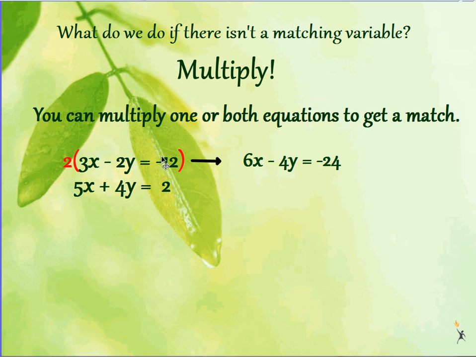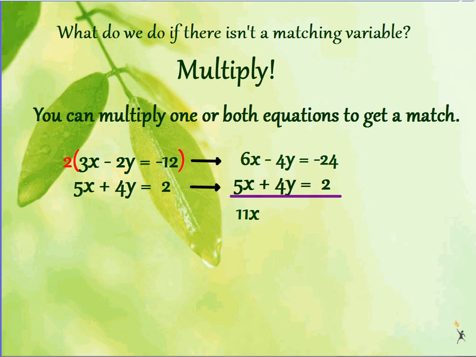A really common mistake made by a lot of students out there is forgetting to multiply the constant by 2 as well. Don't forget to multiply the entire equation. My second equation can stay exactly as is, and now I have my matching set of terms with opposite signs that allows me to use elimination.